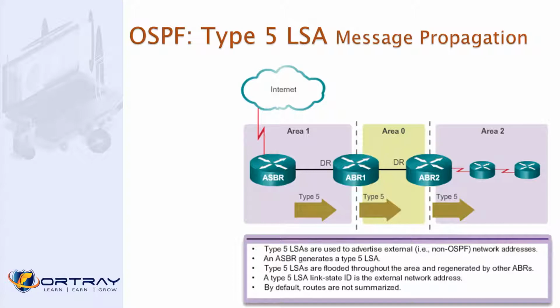Now type 5 LSAs are used to advertise external routes, for example, non-OSPF addresses into the OSPF domain. An ASBR generates the type 5 LSA. Type 5 LSAs are flooded throughout the area and regenerated by the ABR. By default, routes are not summarized. That's fine. We'll need to do the summarization ourselves.